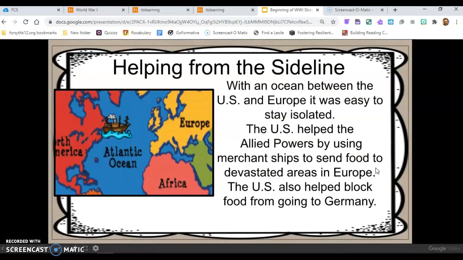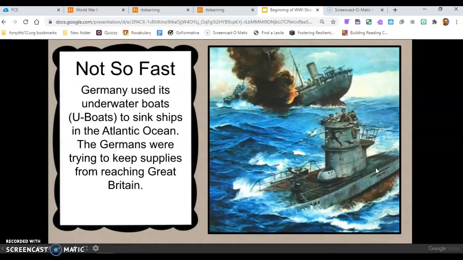Okay. And so we did have a side that we were supporting. Even though there was an ocean in between, the US helped the Allied powers by sending these merchant ships of food and supplies to Europe in the places that needed it. And so the US also helped block food from going to Germany. And so we did get involved, but we're not sending troops and fighting at this point. This was our way of kind of choosing sides and offering our support.